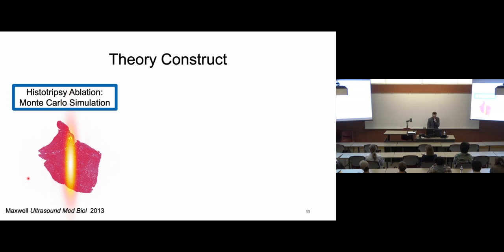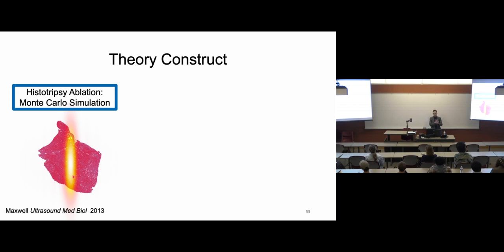This was developed by Adam Maxwell, I want to say a couple of years ago, but it's almost 10 years ago now. Given a known pressure distribution of the source and the probability of generating a bubble, you can sort of flip a coin. And if it's energetically favorable, you can say a bubble will be nucleated at this point in the field.